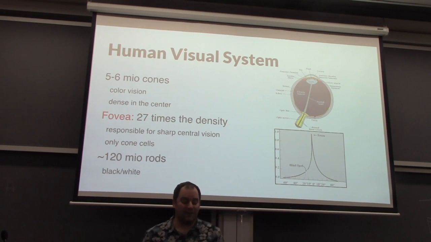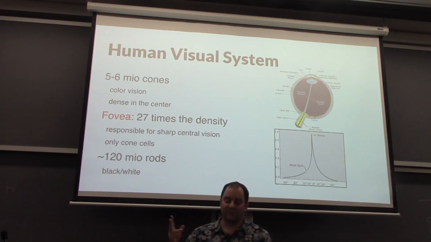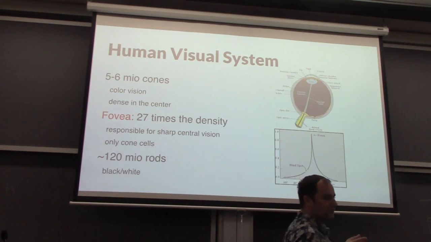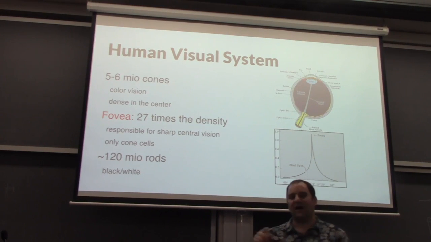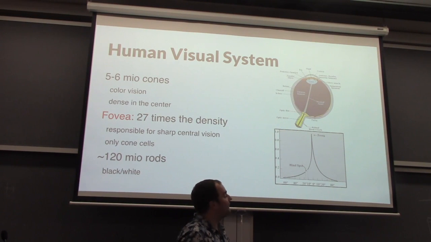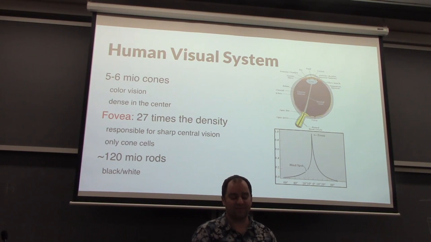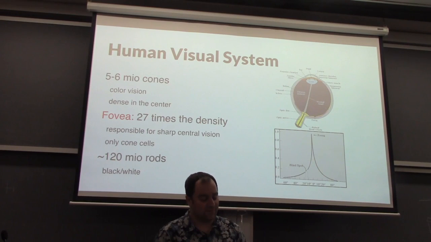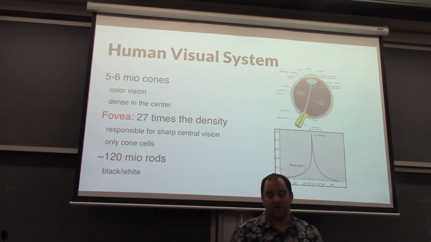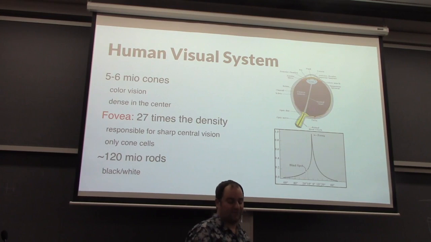So how does this work generally? We have about 5 to 6 million cones. There are two different kinds of photoreceptors: cones and rods. They're easy to remember because cones, C-O, can see color, so the first two letters are the same. The 5 to 6 million cones are responsible for color vision, and they're densest in the center of the eye around the fovea. There's about 27 times the density in the fovea compared to other parts of the retina, and the fovea is responsible for sharp central vision.